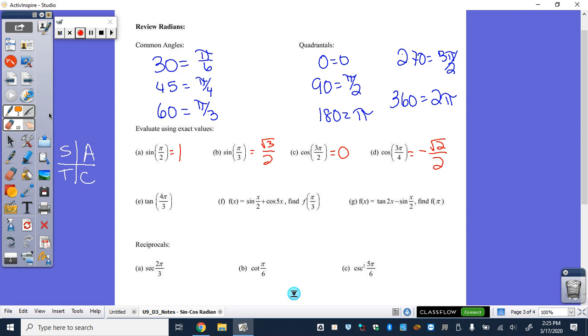This one is a multiple of 60 because you got that pi over 3 in here. So that makes this a 240, which puts me in quadrant 3. The tangent of 60 is radical 3.